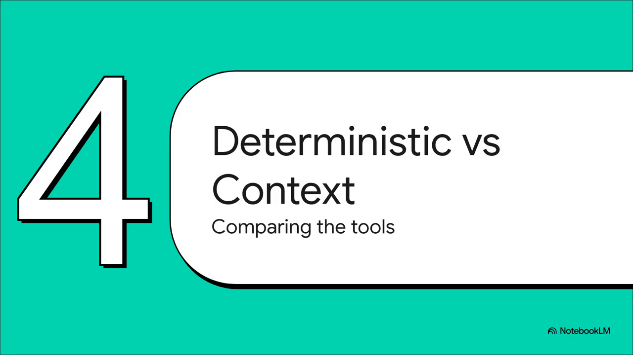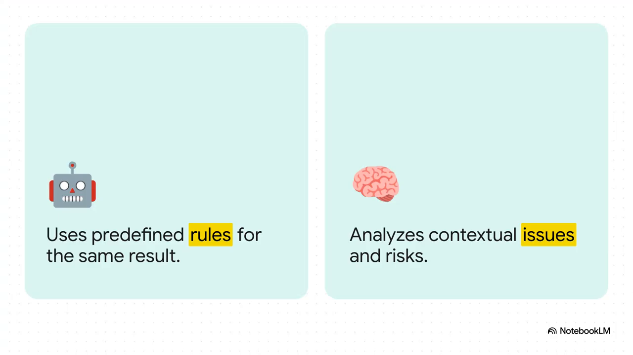Which brings us to a really crucial concept. Part 4, deterministic versus contextual. To really nail this governed workflow, we absolutely have to understand the fundamental difference between our two checkpoints. Vale is completely deterministic. It runs on strict, predefined rules. If you have a rule that says, swap the word click for select, Vale will blindly and perfectly execute that rule every single time it sees the word.